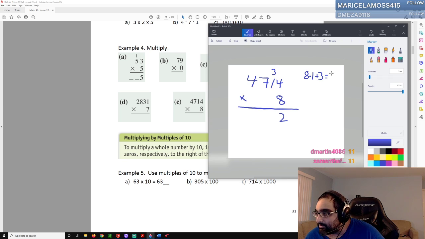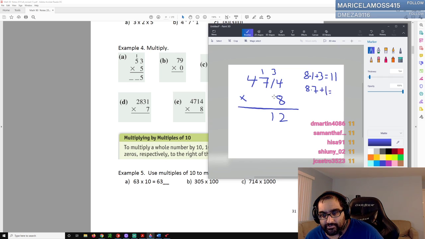11. Good. So we get 11 there. I take the ones digit, that's 1, and I carry the 1 up here. So the next thing I'm going to do is 8 times 7 plus 1. I'm going to multiply these two together, but then add that 1 there up top.